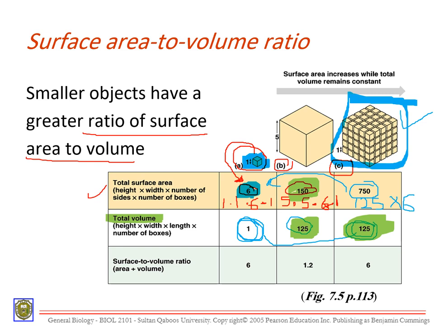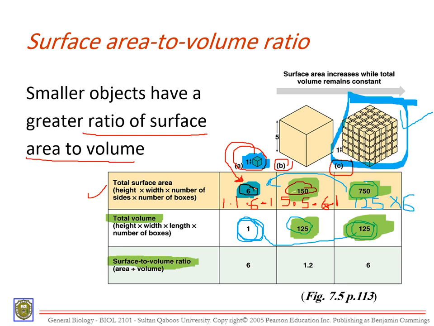So if we come to the end and calculate what we're looking for, which is the surface to volume ratio, all right, we'll see that we're going to now do the ratio. Okay, and we divide 150 by 125, that will give you 1.2.